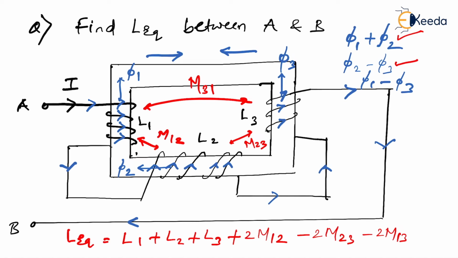If the values of L1, L2, L3 and M12, M23 and M31 were given, we could have come up with a numerical answer. But again, here since values are not given, we can calculate L equivalent like this only. I'm sure you understood this concept. We'll move to the last problem now.